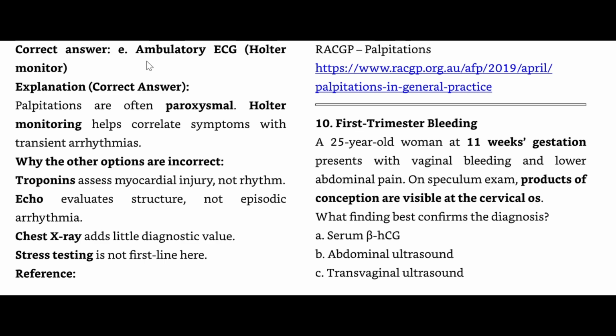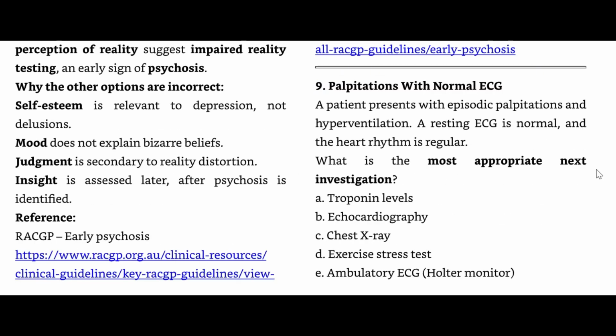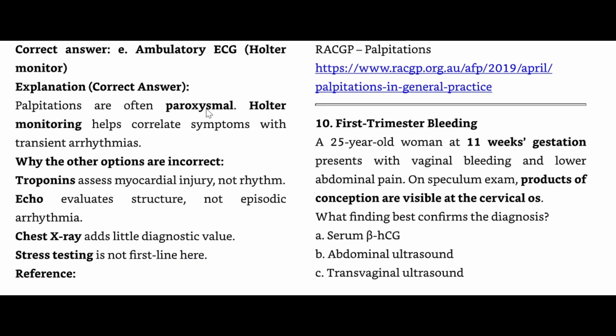So the ambulatory ECG or Holter monitor is to diagnose, the most appropriate investigation for episodic palpitation, for paroxysmal or episodic palpitation with normal ECG.